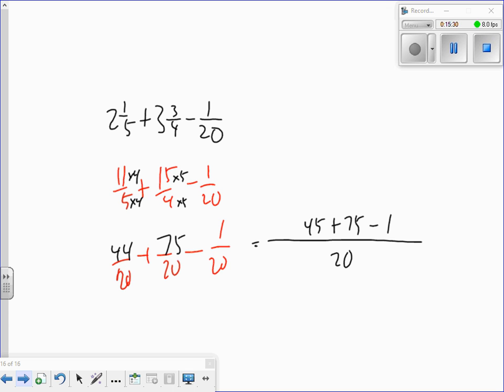That's going to be 10, 50, 120. 120 take away 1 is 119. So 119 over 20 will be 5 and 19/20ths.